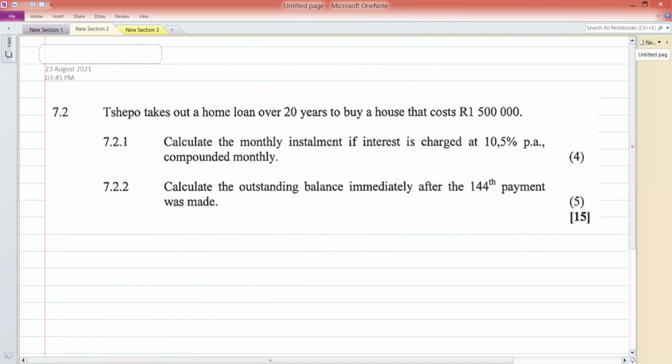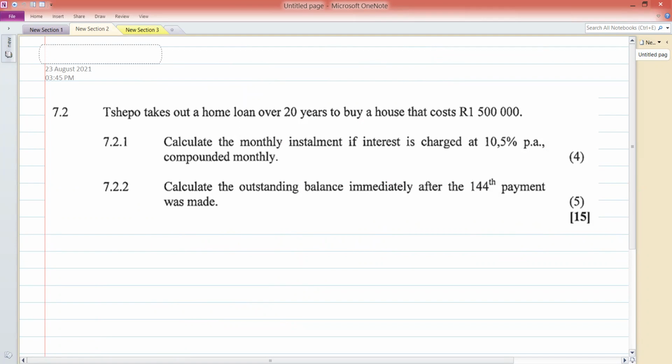Tsepo takes out a home loan over 20 years to buy a house that costs 1.5 million. Calculate the monthly installment if interest is charged at 10.5% per annum compounded monthly. And then we want to calculate the balance outstanding after 144 payments.